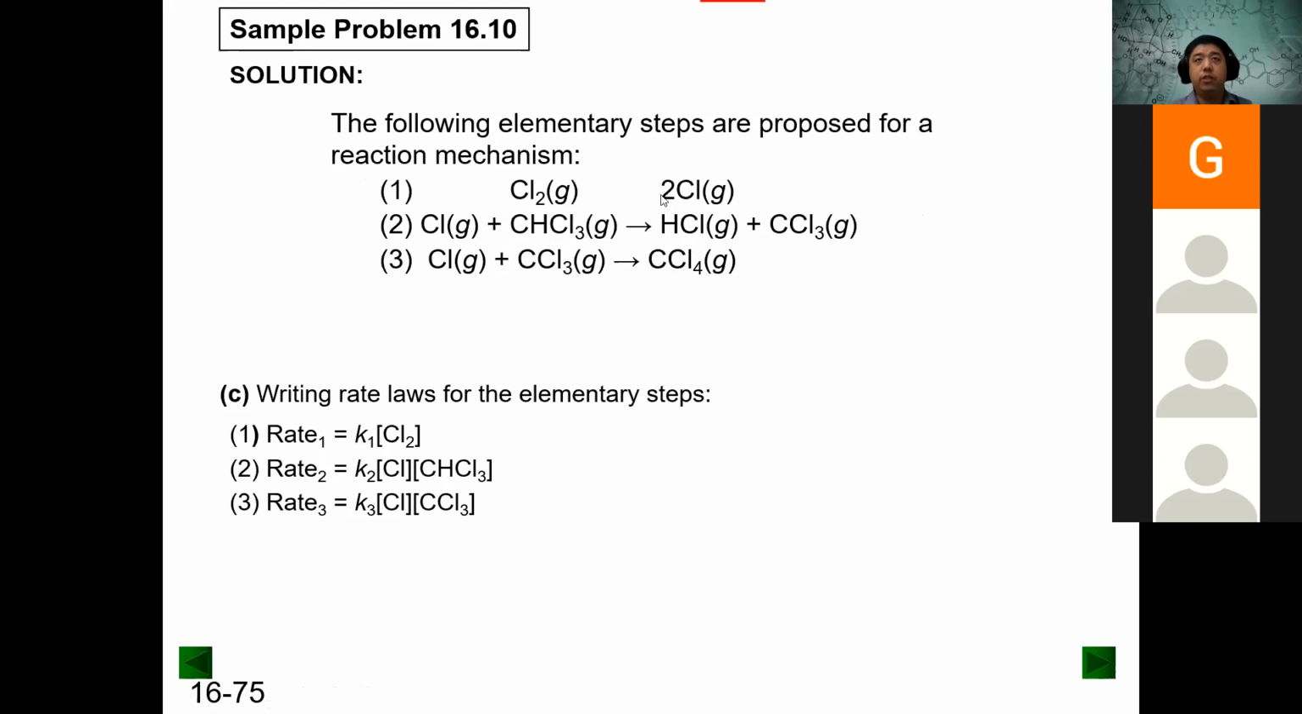Again, this is a reaction mechanism, so we're looking at the elementary steps. All of our previous rules can be thrown out. So this is to the first order, this is to the second order overall because of the molecularity. Any questions?